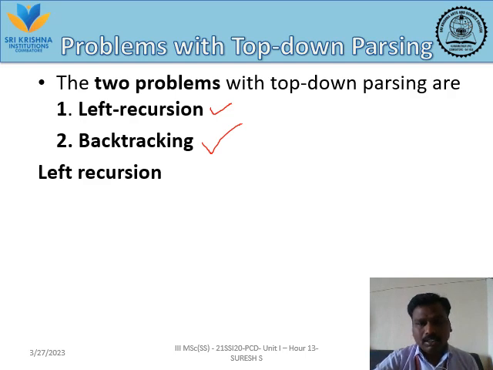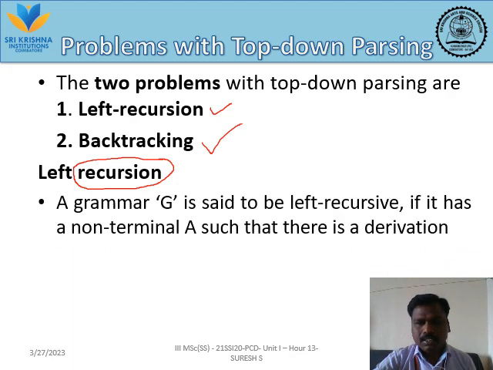So what is left recursion? As we all know, what is recursion? Recursion is when a function calls itself. So what is left recursion? A grammar G is said to be left recursive if it has a non-terminal A such that there is a derivation.